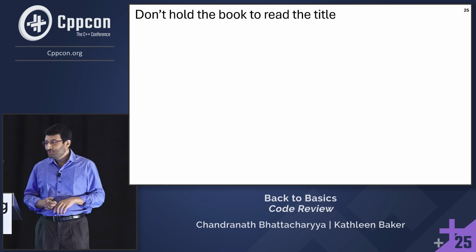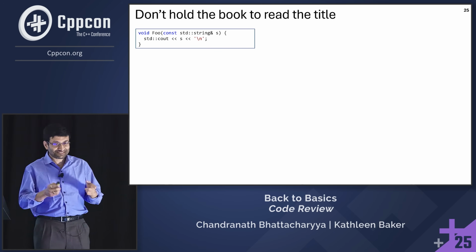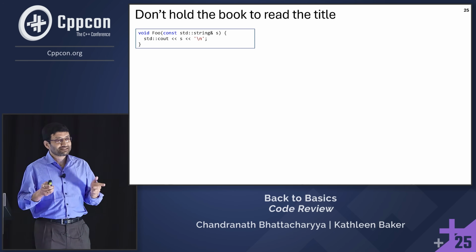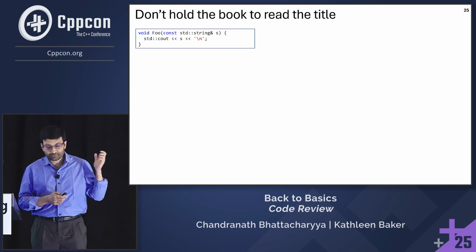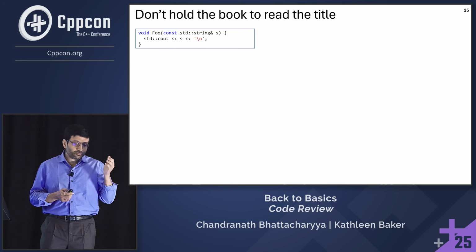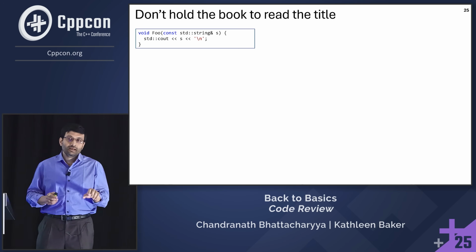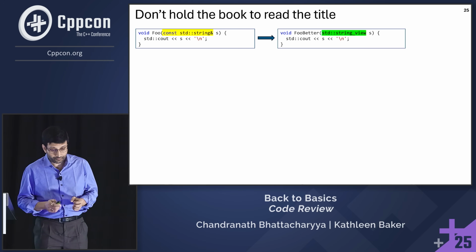Okay, next scenario. Don't hold the book to read the title. I told you I'll come back to string. So this is the string example. So foo, and then we are passing a const string reference, which we are supposed to do, right? That's what it showed a few slides back. So what can be better over here? The point to note is that, again, this is not making any copies, it is just reading it. In this particular case, it's better to try and convert that into a string_view.